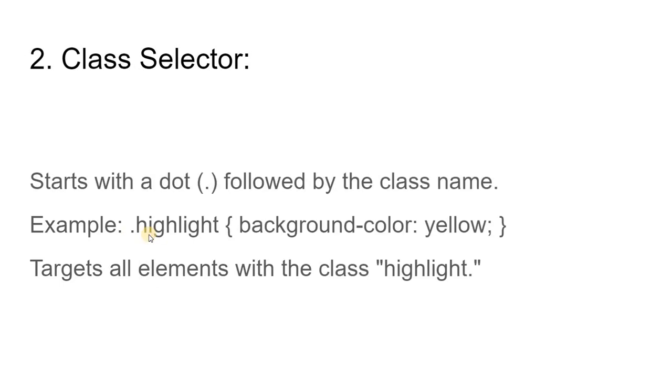Then we have class selectors. These ones will select elements with a specific class attribute. For example, if we create an element with a class highlight, we start with a dot in the CSS and then followed by the class name, which is highlight, and then give it whatever styles you'd want to do. So this will actually target all elements with the class highlight.